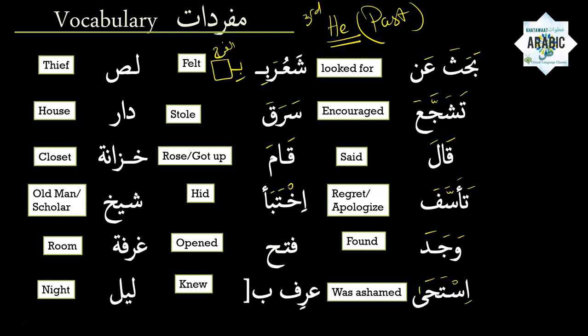اختبأ, he hid. فتح, he opened. عرف, he knew, and you could also use علم, and then علم would be with be. He knew about something. So when you say about, you're referring to be. عرف أو علم بي. لص, thief. لص or لصٌّ, case ended.